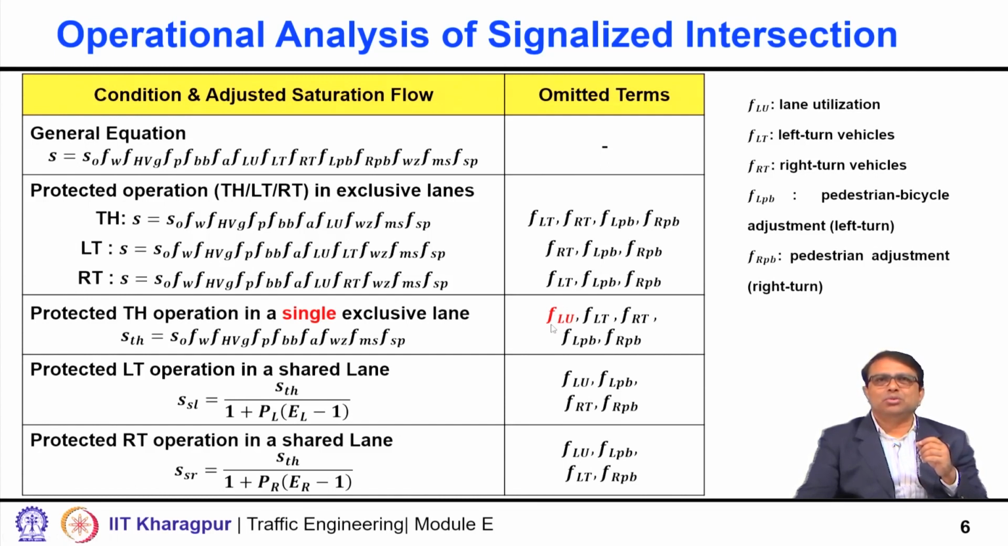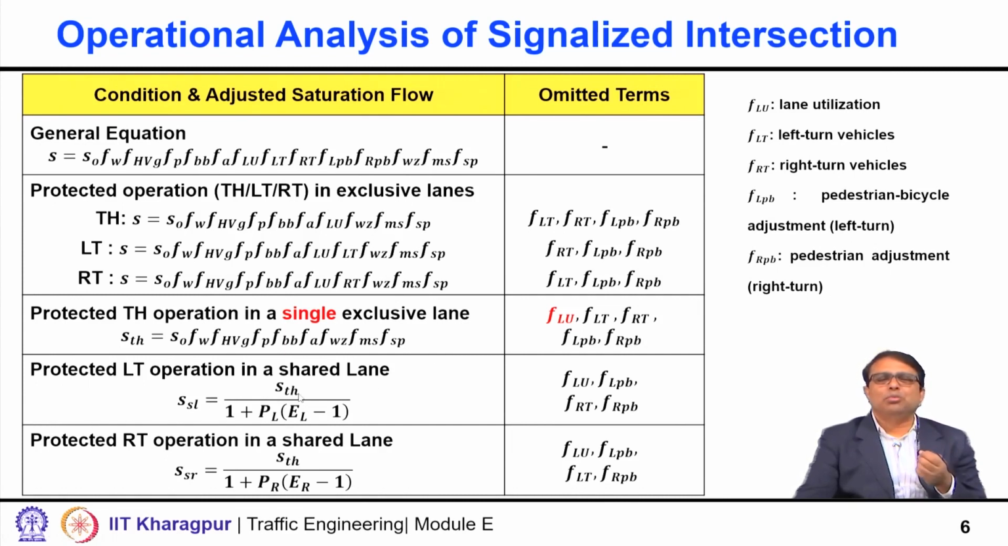Obviously, FLU, the lane utilization, will not be there, otherwise lane utilization would come. Why is the lane utilization getting dropped? Because we are talking about a single exclusive lane, so lane utilization will not come. Along with that, FLT for left turning vehicles, right turning vehicles, and whatever pedestrian and bicycle adjustment is required for the presence or movement of pedestrians and bicycles, those will not be required. So, these are all omitted.